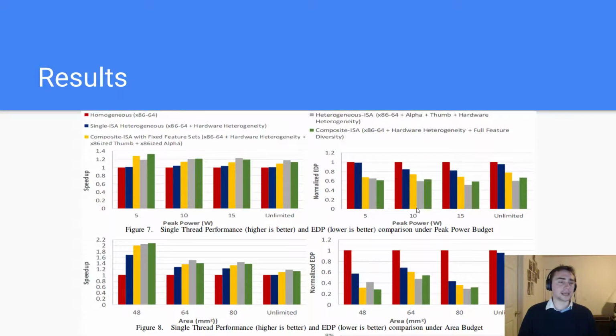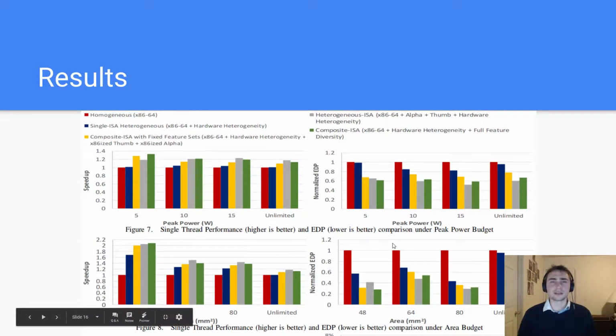And then again, the same thing as far as peak power goes. In this case, lower is better. They do a little bit worse than the heterogeneous ISA architecture, but not by much. Overall, it's still comparable. And remember, just because it performed worse here, we can't just throw it out. There are a lot of things that make this a lot more attractive as a solution. And then we see the same thing over here.